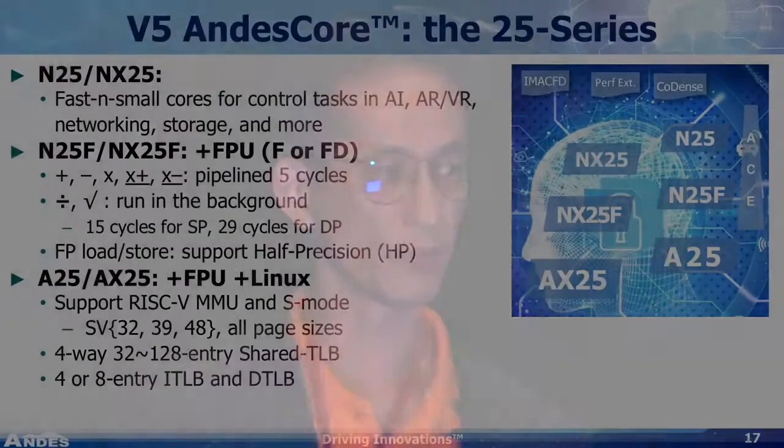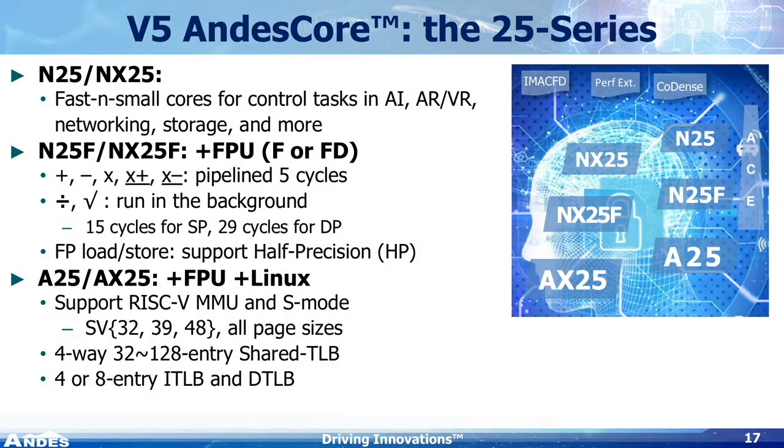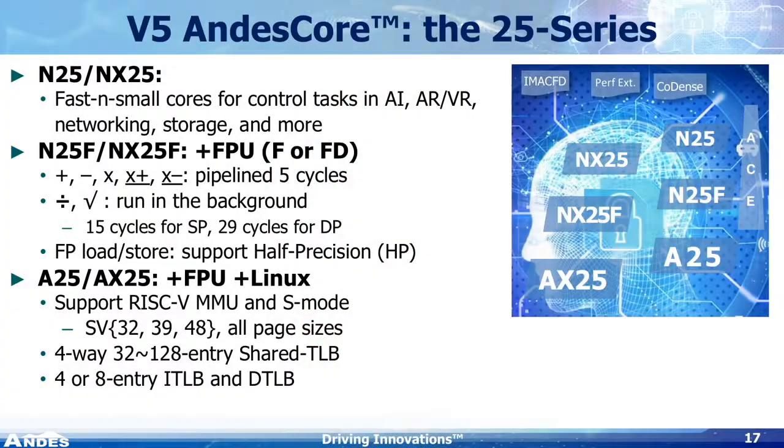So they all have a very efficient 5-stage pipeline for all the important instructions: addition, subtraction, multiply-add, multiply-sub, and divide and square root take longer cycles. But they are not used as often, and once they're executed, they'll be put in the background so the processor can continue to execute new instructions. A25 and AX25 come with floating point and the Linux extension, supporting the RISC-V standard MMU and supervisor mode and all the different virtual addresses and page sizes.